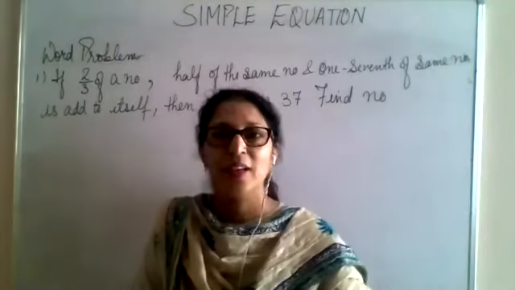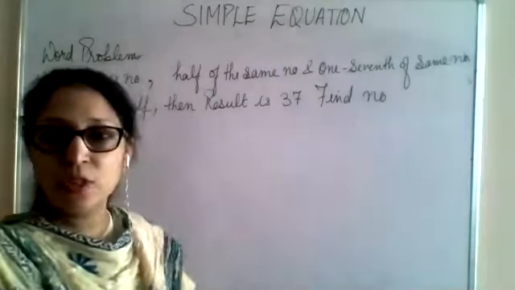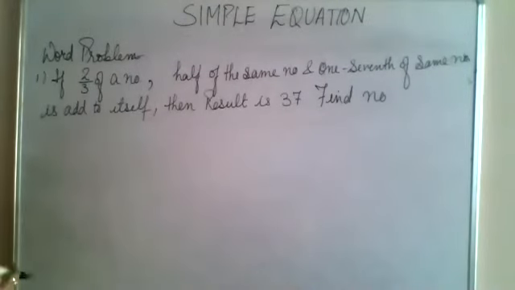Hello students, let's do some more word problems based on simple equation. First question, if 2/3 of a number, half of the same number and 1/7 of the same number is added to itself, then the result is 37. Find that number.